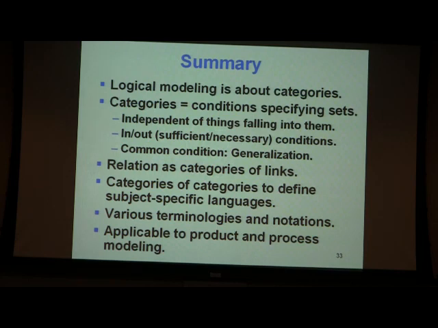And then we saw that relations we treat as categories of the links between individual things. You can form categories for the domains that are subject to the languages. And probably, as I mentioned, quite important is the fact that these ideas aren't so hard to understand themselves. The real work is mapping them to the various languages that are out there and getting used to doing that. And we saw some applications for product and process modeling.